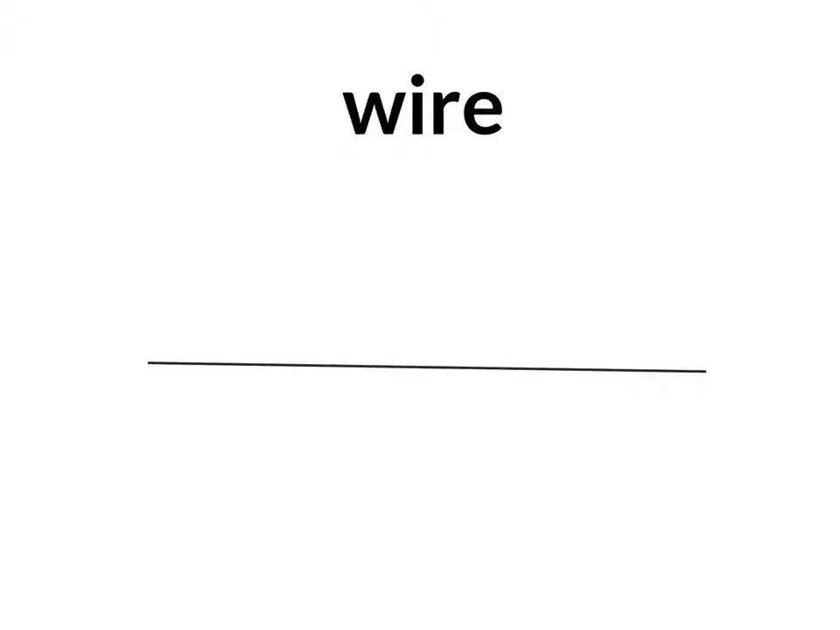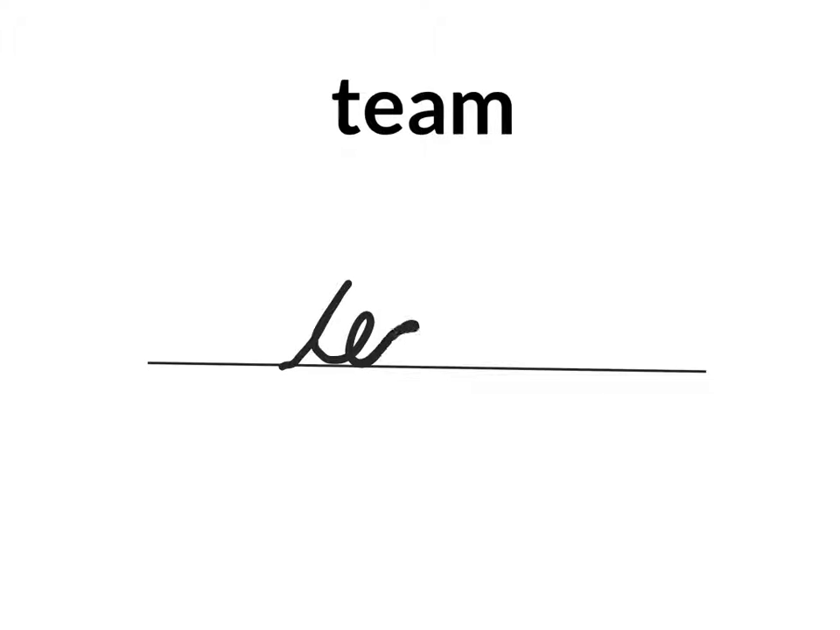Wire. We think to spell w, a, i, r, and in this word, I says I because of the E. Team. We think to spell t, e, m, and we underline the EA.